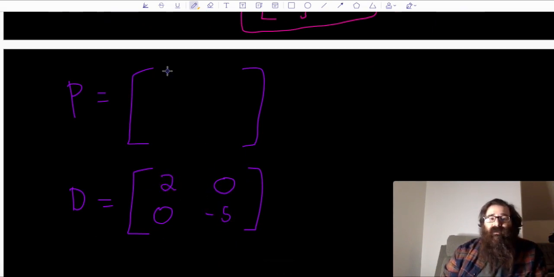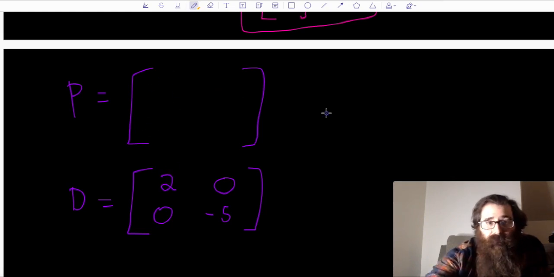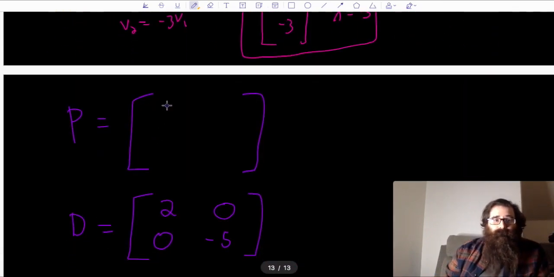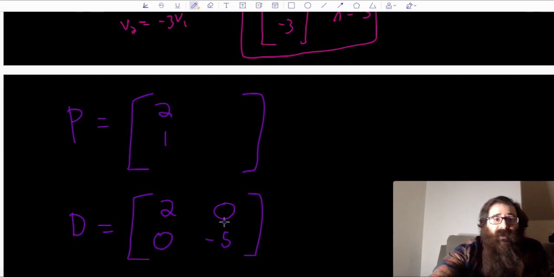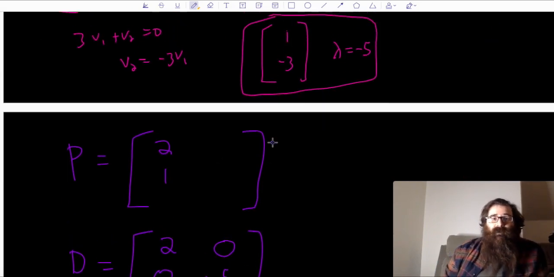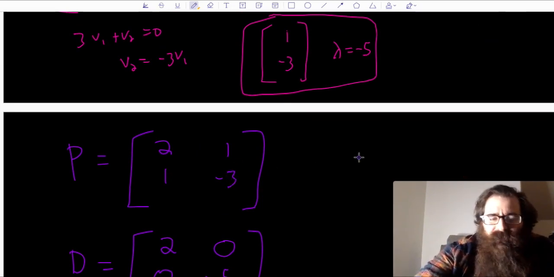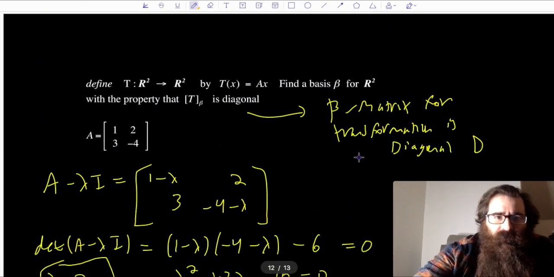But what's important is that the columns of P are respective to this. So the first column of D has for its diagonal entry eigenvalue 2. That eigenvector in column 1 should be 2's eigenvector, which was 2, 1. And then with eigenvalue -5, that should be in the second column, that corresponds to the eigenvector 1, -3. Now this is diagonalization. We've done this already. This isn't really answering the question.